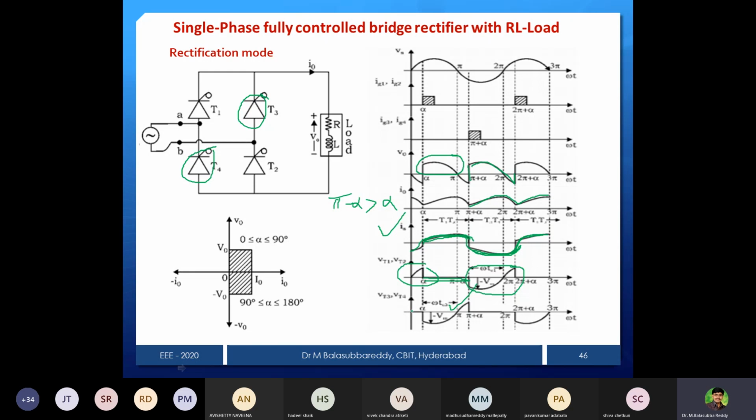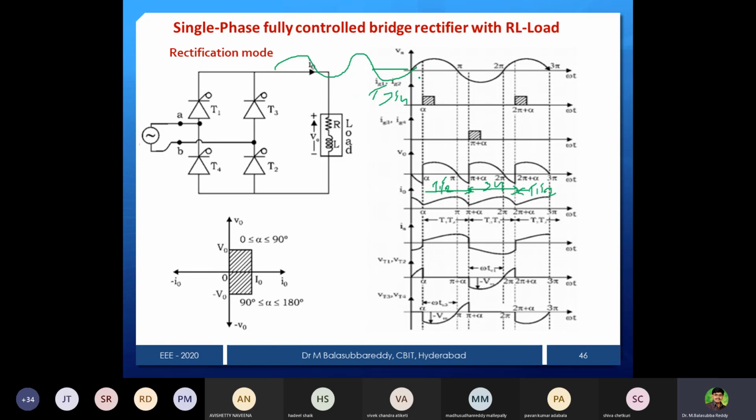Now we can see that in the negative conduction, you can see this duration. You can write which device is conducting at that instant. Here alpha to pi plus alpha, T1 and T2. Then pi plus alpha to 2 pi plus alpha, here 3 and 4, and again 1 and 2. What we noticed from this portion is that because it is a negative half cycle, T3, T4 will conduct.